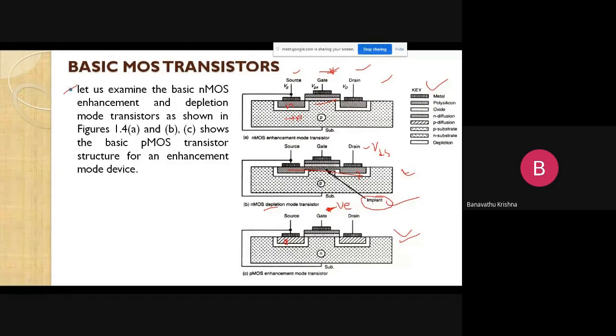Let us examine the basic NMOS enhancement mode and depletion mode transistors as shown in the figure. Figures A and B are nothing but the NMOS enhancement mode and depletion mode transistors, and figure C shows the basic PMOS transistor structure of the enhancement mode device. This is the basic MOS transistor devices. Okay, clear?